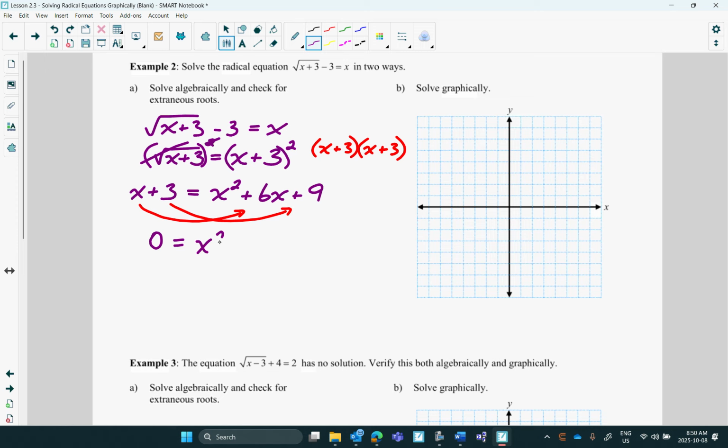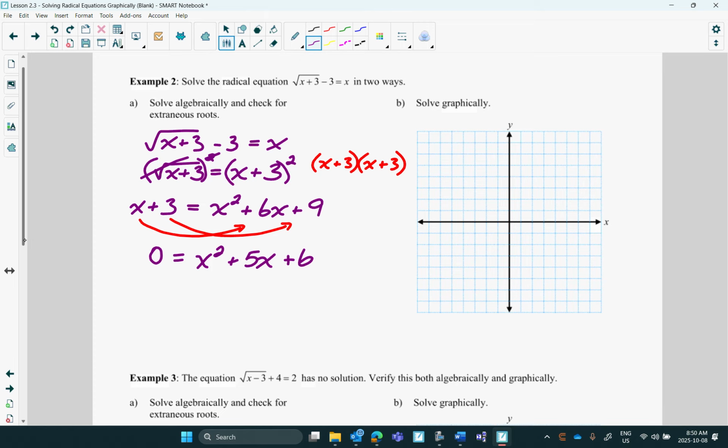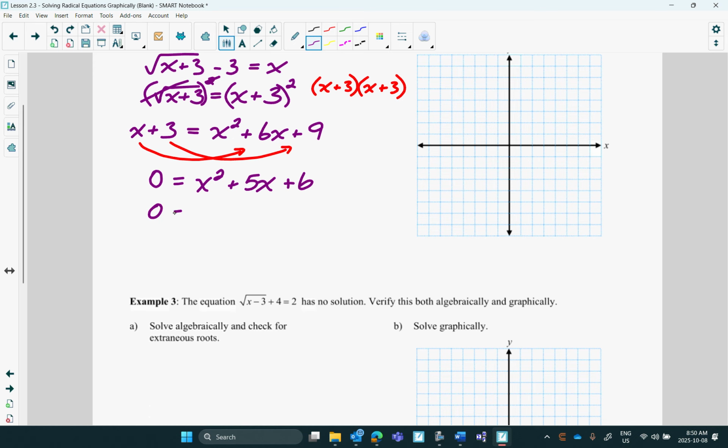X squared. I've got a 6x, and I subtract x when I bring it over, so I'm left with 5x. And I've got a 9 already here, and I bring the 3 over by subtracting, so I get a plus 6. What is this in factored form? X plus 2, x plus 3.